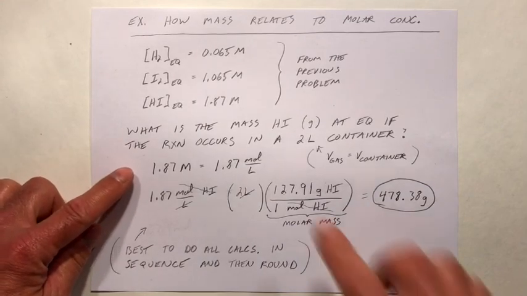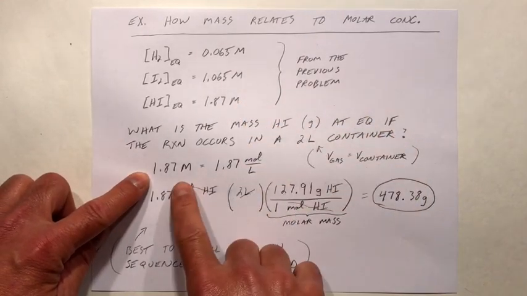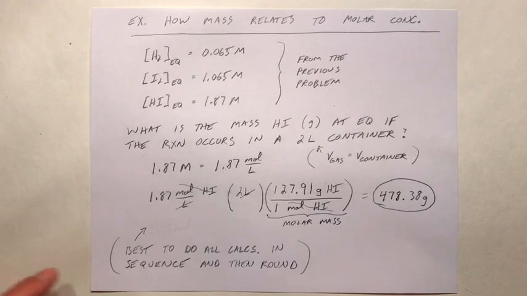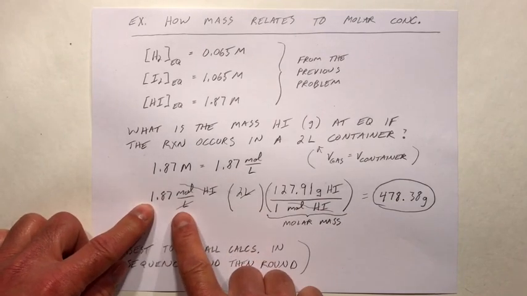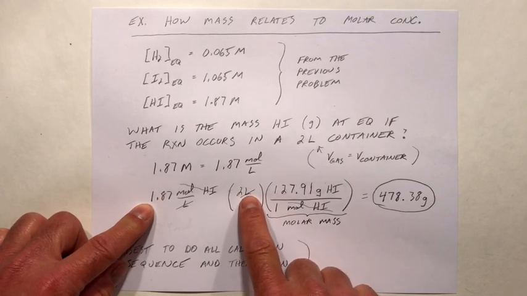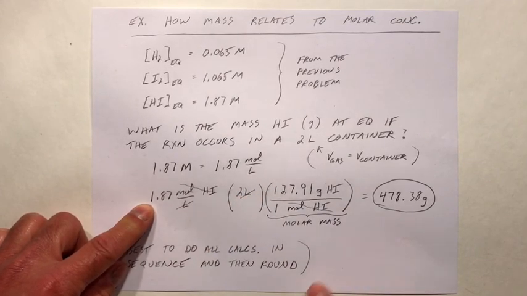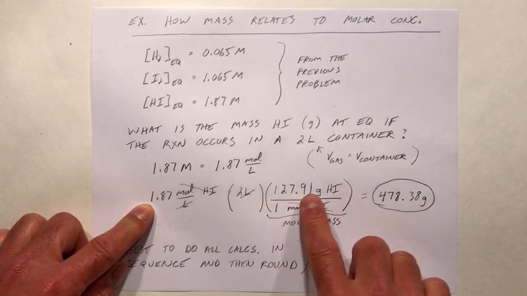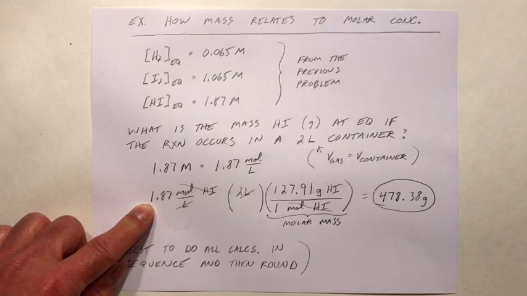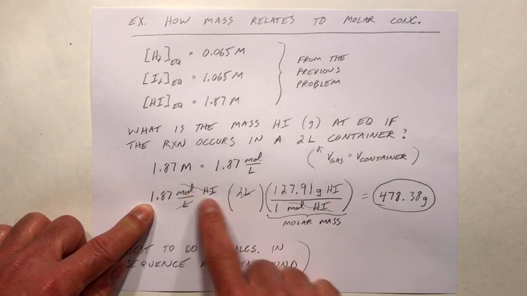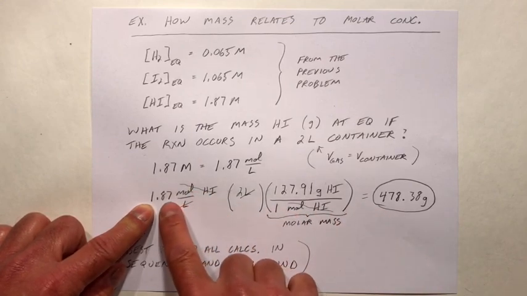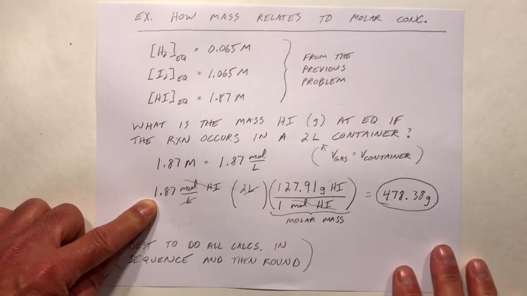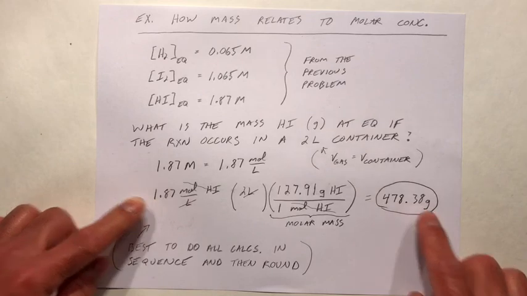Now for HI at equilibrium, we said it's 1.87 molarity. We just solved for that. So that's 1.87 moles per liter. So let's let the units carry us through here. So we take 1.87 moles per liter for HI, multiply by 2 liters so that liters cancels out, and then add up the molar mass of HI from the periodic table. If you add up the molar mass of H and I, it comes out to be 127.91 grams in 1 mole. So we set that up so that moles of HI will cancel, and we can calculate 1.87 times 2 times 127.91. You don't have to bother dividing by 1. And we end up with 478.38 grams.